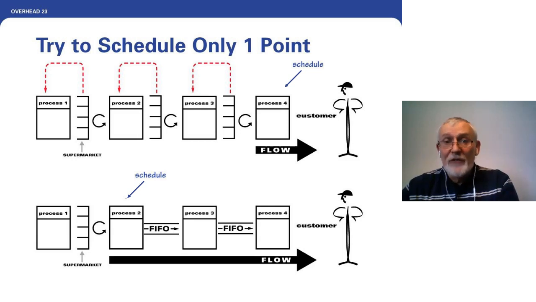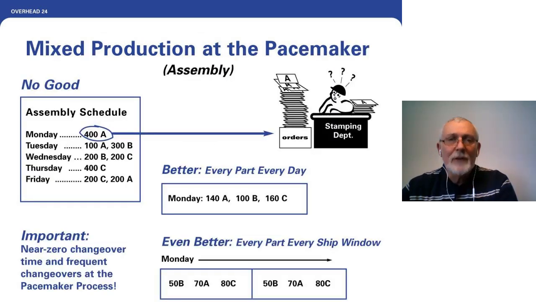So where do you schedule? You want to get away from this multiple scheduling, obviously. And if we put supermarkets in place, or we use FIFO, then theoretically we should be able to schedule in a single point, and the movement of material is triggered into or out of that point based on the customer demand. So we'll see that in the future state, but again, it's a question to be answered, if you will.